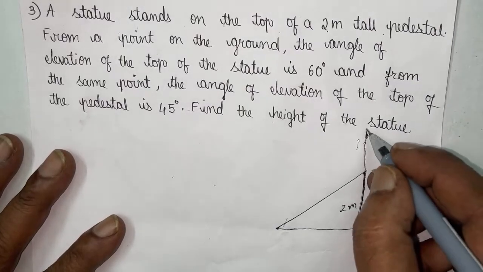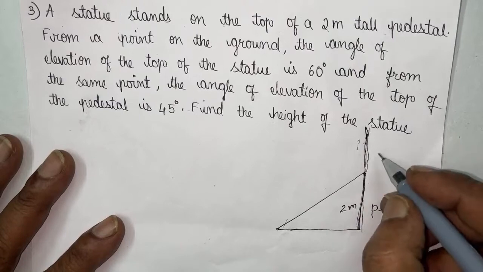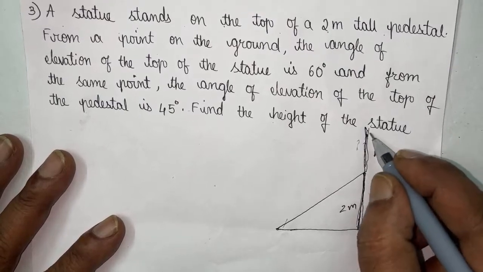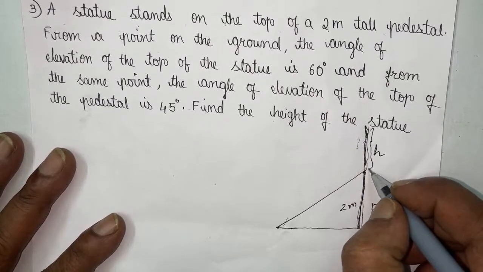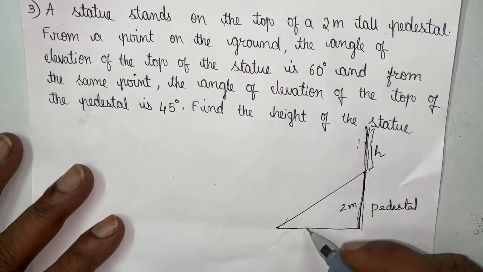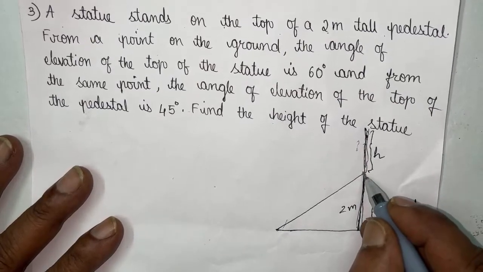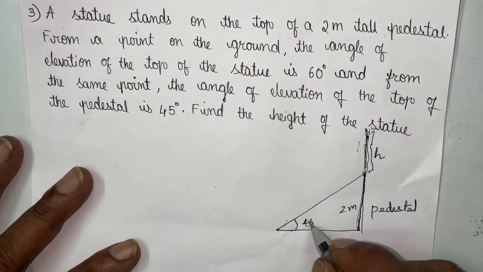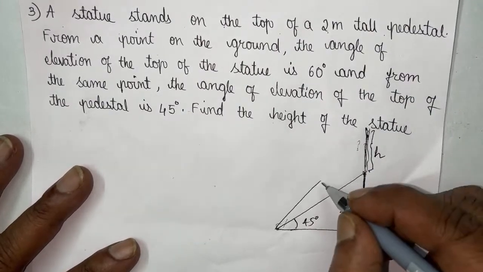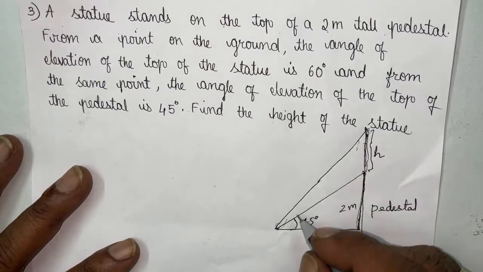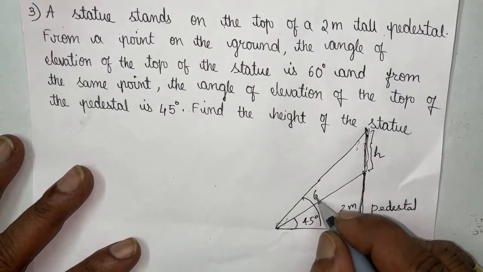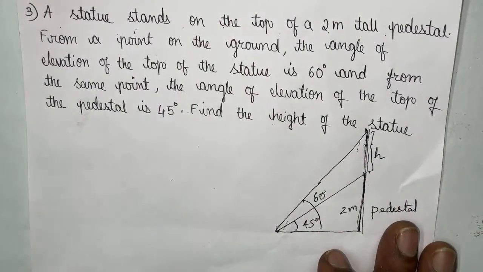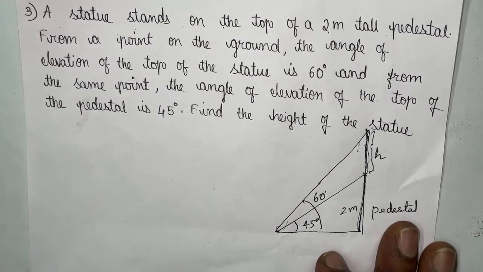We don't know the length of the statue. That is h. The statue's height is h. Now I want to see the top of the pedestal. What will be the angle? 45 degrees. And for the top of the statue, it will be 60 degrees. So now we will come to the statements here.